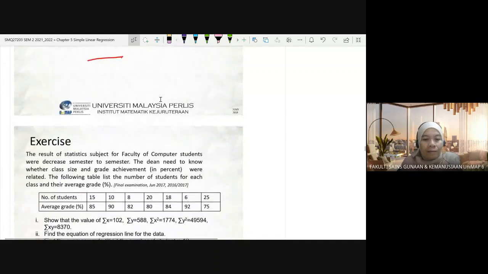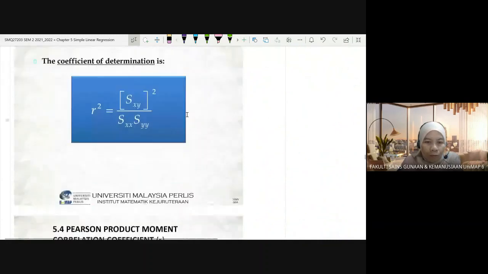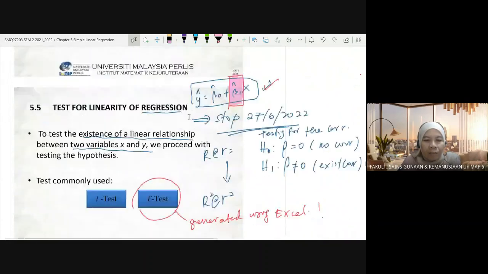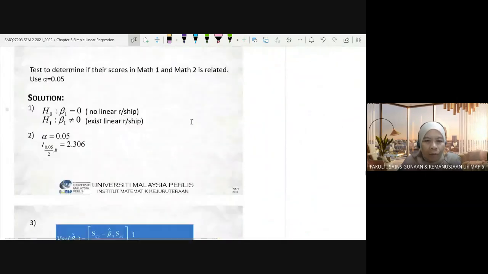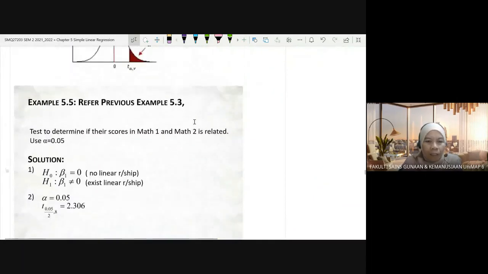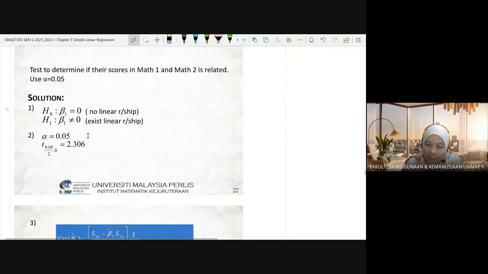Okay, so we further investigate whether this particular linear model is actually proven to have a linear relationship. By using alpha 0.05, let's just use these particular notes to discuss, and then let us see another example where we have to do it from the beginning using Excel.